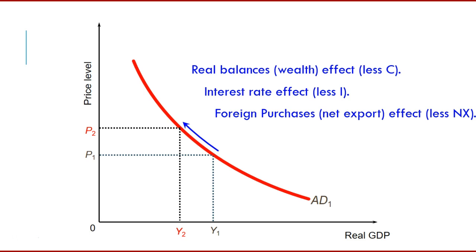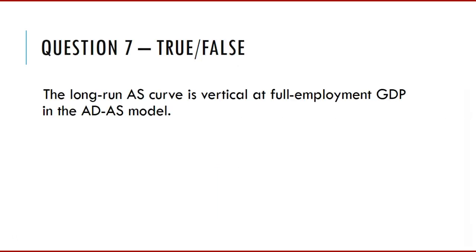So, an increase in price, for these three effects, leads to a decrease in the quantity demanded of goods and services produced in the country. Notice there is no doppelganger effect in this story, because the doppelganger effect is just a stupid thing that I made up. Question 7. True-false.